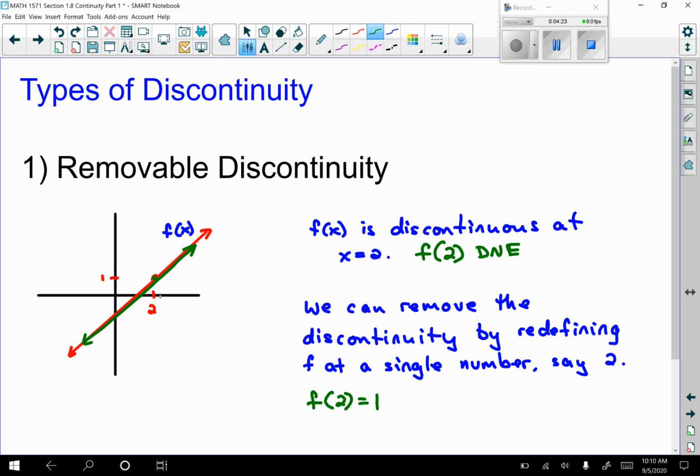So like I said, we're going to look at some examples here. But again, removable discontinuity, we remove the discontinuity by filling in the part that's missing.